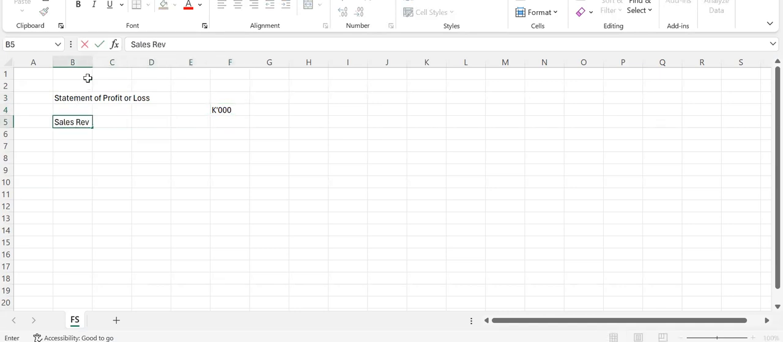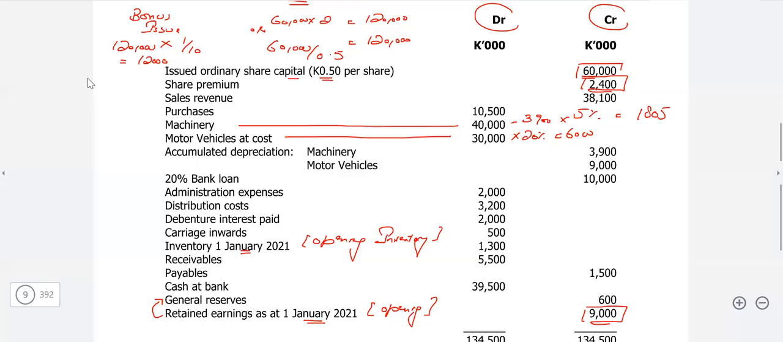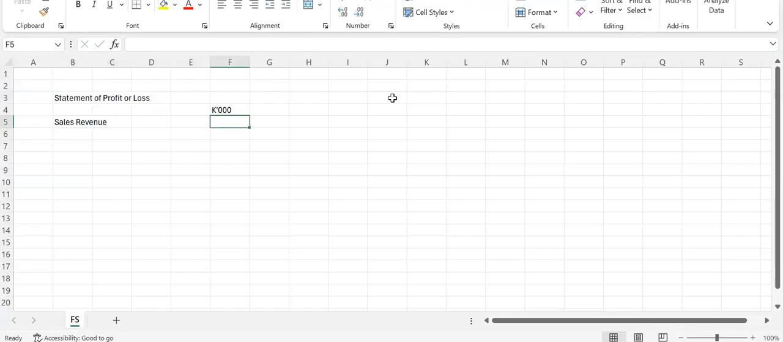The first thing we need is the sales revenue, and obviously you have to see the trial balance for that. For the sales revenue, we have 38,100, so we put this figure over here. Then we need the cost of sales. I'm not writing the full cost of sales or cost of goods sold, but don't abbreviate it in the exam. You have to write the full thing. We can calculate that from the working, and in the exam you have to give the reference, for example, working number 1. So you do working number 1 to calculate the cost of sales.